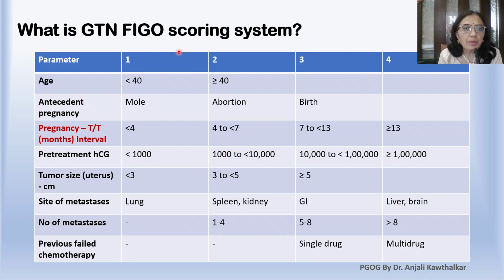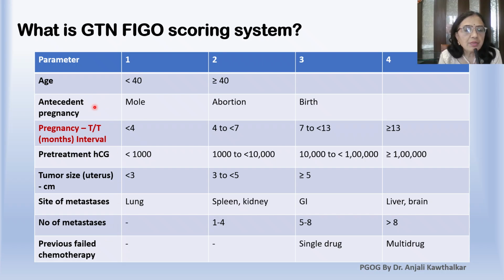Now, this is somewhat tricky to remember. This GTN FIGO scoring system is a prognostic scoring system. We need to remember this because we use this scoring system to decide the chemotherapy, whether to proceed with single drug chemotherapy or multi-drug chemotherapy is entirely based on this FIGO scoring system, and that is why we need to remember all these 8 parameters. Somehow or the other you have to remember all these, and you should always have this as a chart either in your consultation room, or it should be handy with you always.